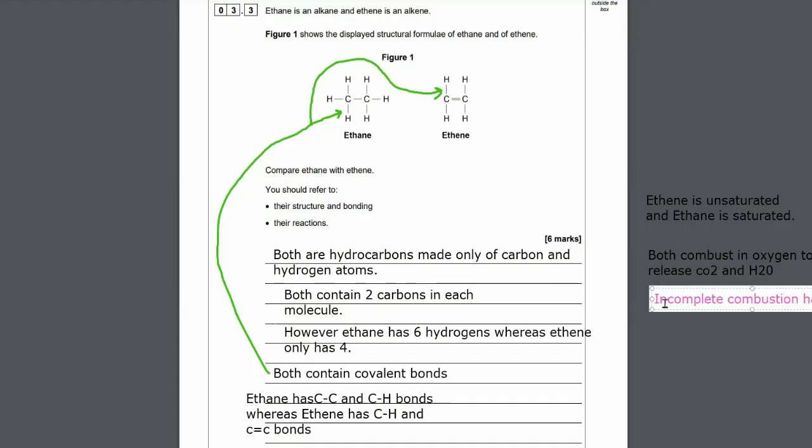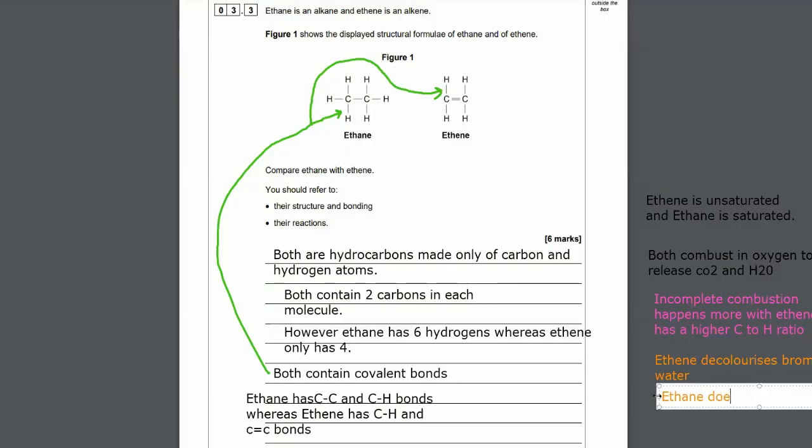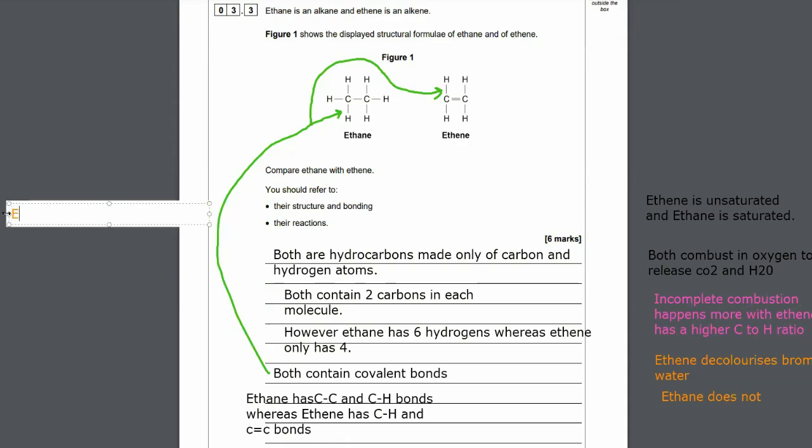However, with alkenes, you're more likely to get incomplete combustion, and that's because there are more carbons compared to the hydrogens in alkenes. Look, it's a 1 to 2 ratio from carbon to hydrogen, whereas it's like a 1 to 2.5 ratio or something with the carbon to hydrogen with ethane. And also ethene will decolorize bromine water, as we just talked about in the last question, whereas ethane won't decolorize bromine water.